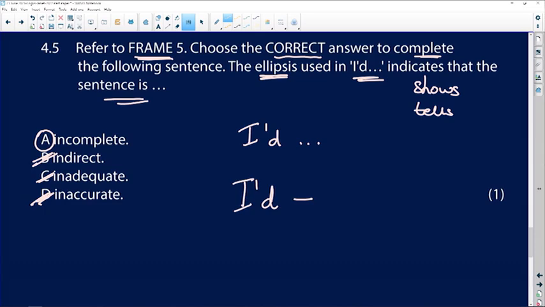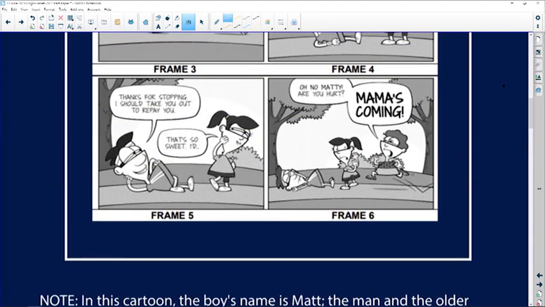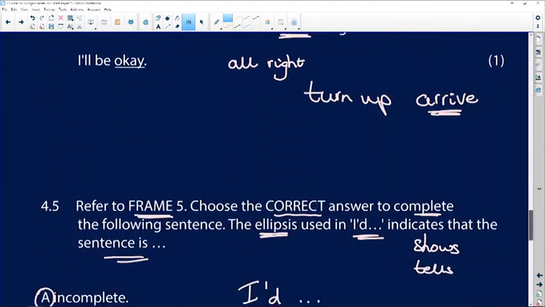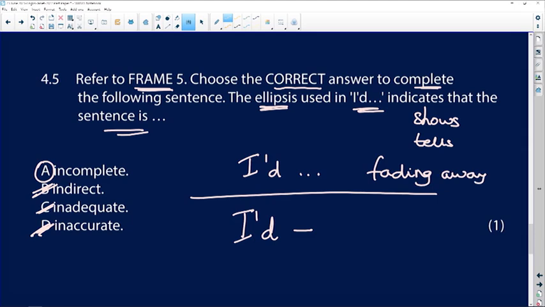And what I can see going wrong here is that students might say, in the next frame, the mother is running along to help her child, and so she interrupts the girl, and that's why the ellipsis. No. I wonder if we could try to get the use of these two punctuation marks correct. This shows a fading away. This shows an abrupt break.